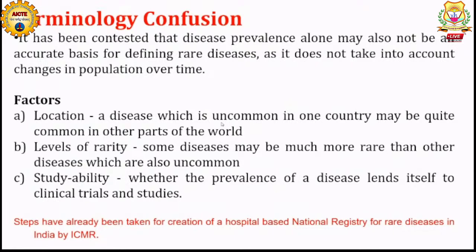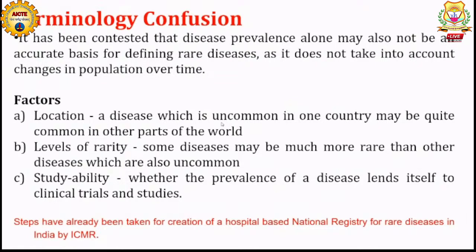Second, level of rarity. What do you mean by level of rarity? In the definitions we saw, some countries say a rare disease is 1 in 10,000. Some countries say 10 in 10,000. Just see the difference between 1 in 10,000 and 10 in 10,000. So much variation even in the definitions. Am I right or wrong? So level of rarity is also one of the important factors.